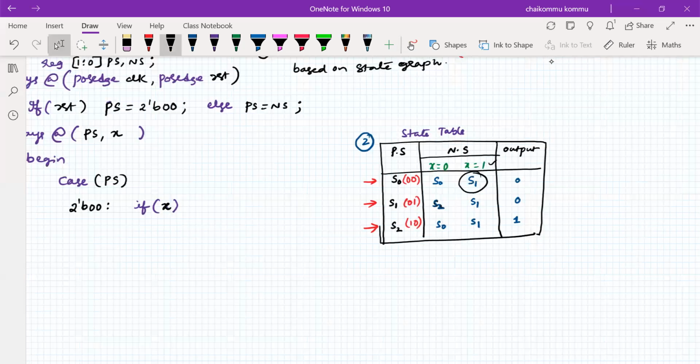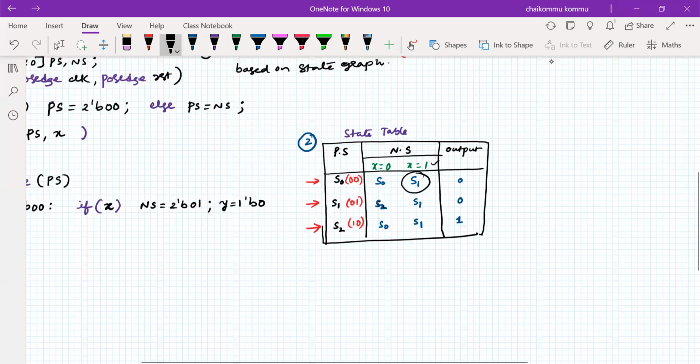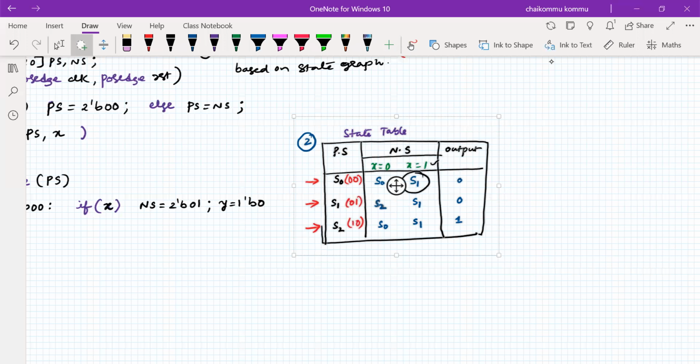So now I'll write next state is equal to 2 bit of S1, which stands for 01. Similarly, what is the output under this condition? 0 only. Y is also 0, 1 bit of 0, right? So these are the two statements that we have to remember carefully.